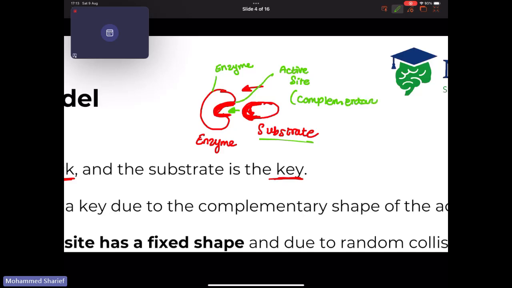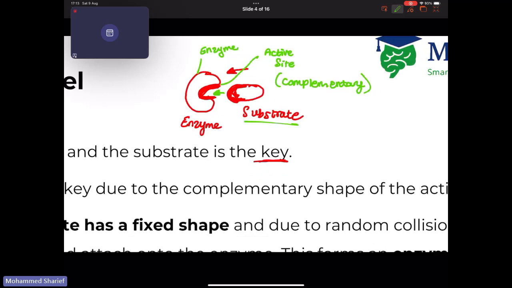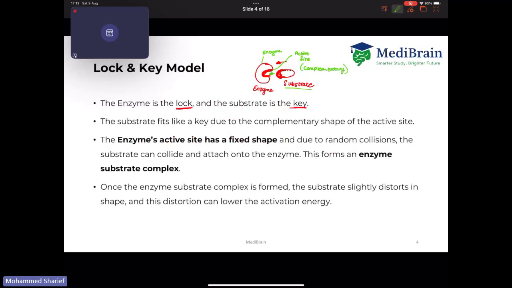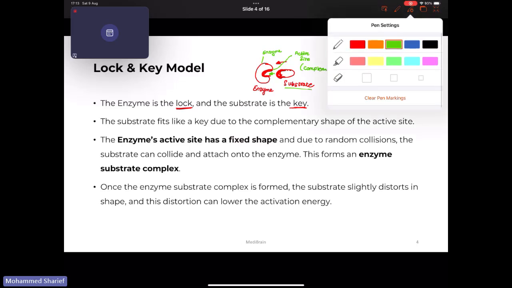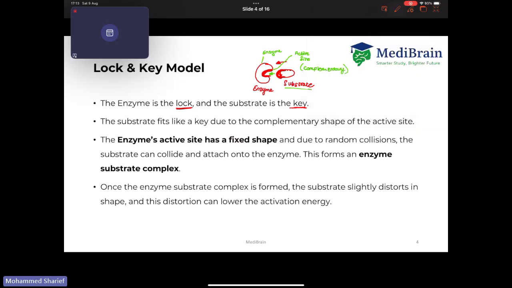That's the term that we use, complementary. It's complementary in shape to the active site from the enzyme. So that's why we stated the enzyme is the lock and the substrate is the key. And the substrate is going to bind to the enzyme on the complementary active site. So the substrate fits like a key due to the complementary shape of the active site, which we've already said. The enzyme's active site has a fixed shape.